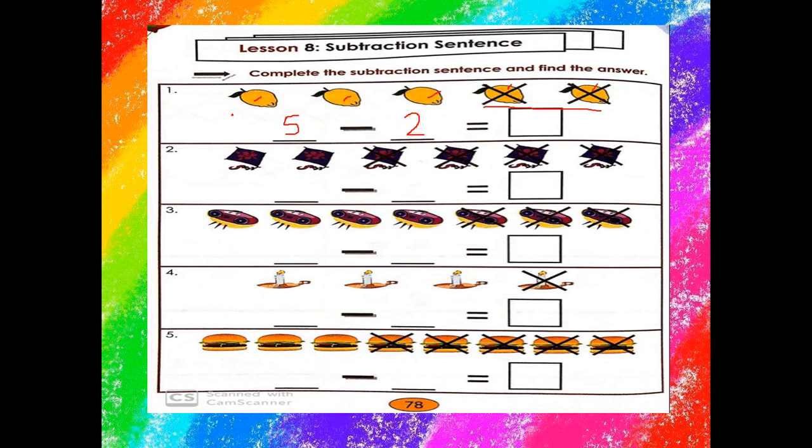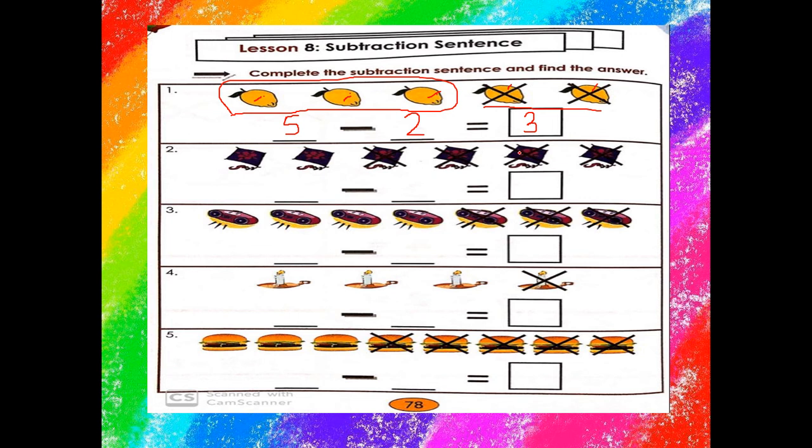It's very easy. You are going to count the objects without X. So how many are left? 1, 2, 3. We have here number 3. So we are going to write number 3. Okay. What about in number 2?